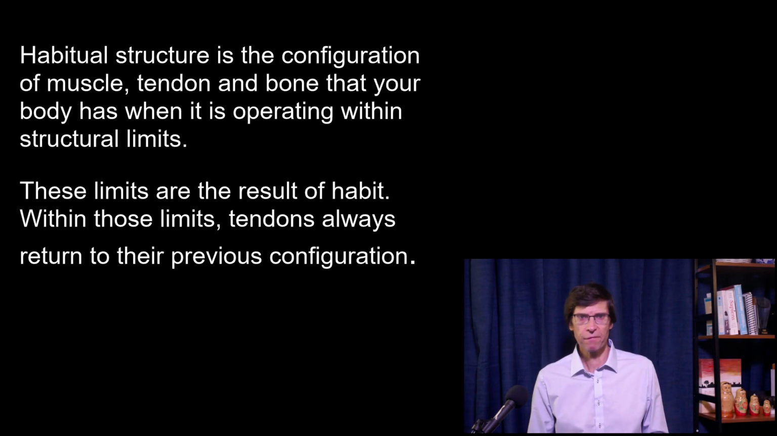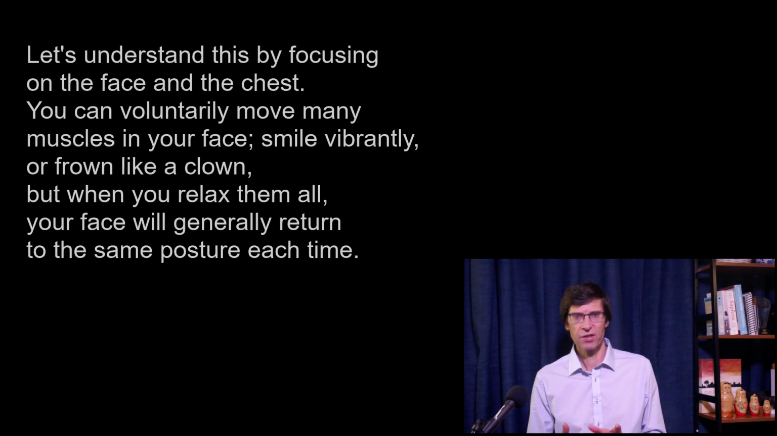Habitual structure is a configuration of muscle, tendon and bone that your body has when it is operating within structural limits. These limits are the result of habit, and within those limits, tendons always return to their previous configuration. Let's understand this by focusing on the face and the chest.